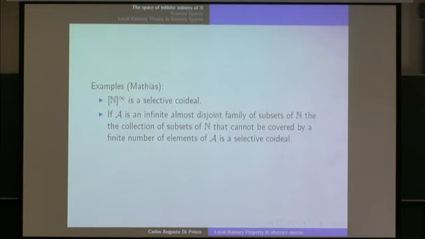Examples of selective coideals were given in the paper that I'm referring to, Happy Families. The collection of all infinite subsets of N is a selective coideal. Another example: if you have an infinite almost disjoint family of subsets of N, then the collection of subsets of N that cannot be covered by a finite number of the elements of the family is a selective coideal.